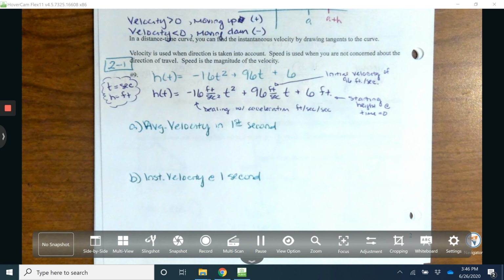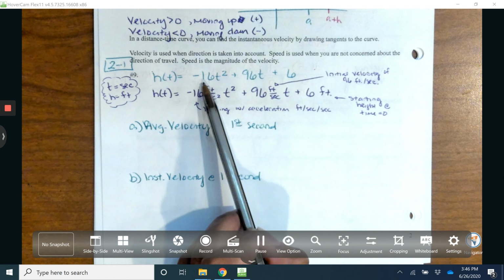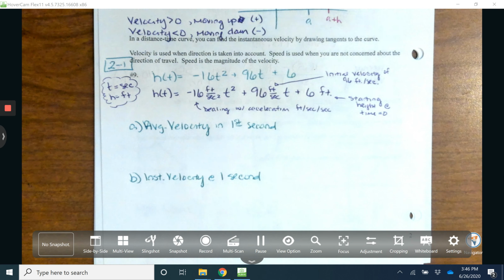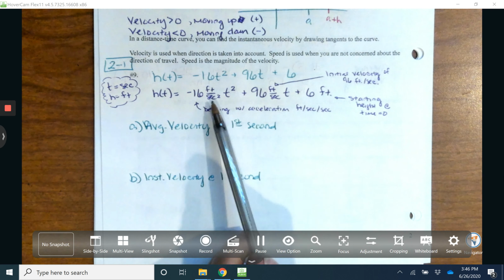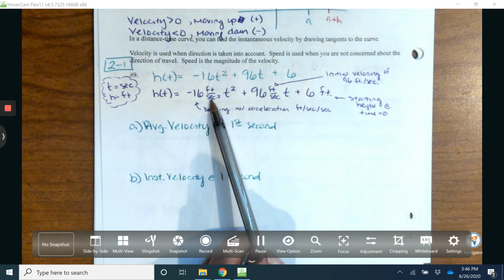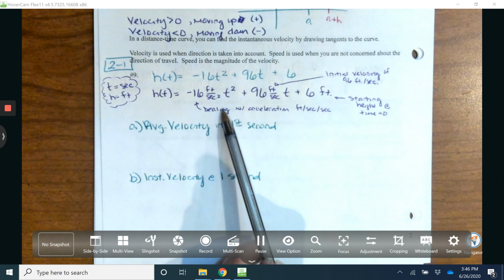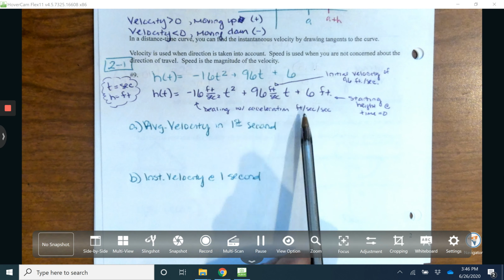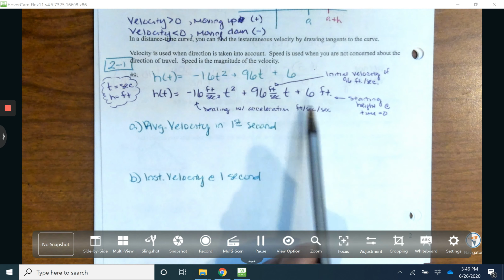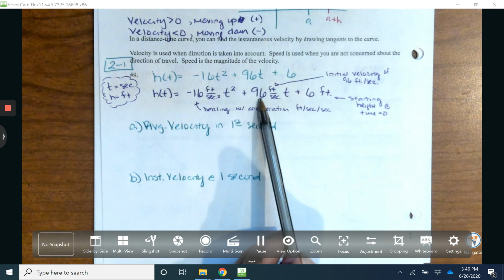They give you this equation, negative 16t squared plus 96t plus 6, and it's about a ball being tossed. So I went ahead and put units on it because I know a lot of you guys are used to seeing that, just so you can see where things are coming from. This negative 16 is dealing with acceleration in feet per second per second. The 96 comes from the initial velocity of 96 feet per second.